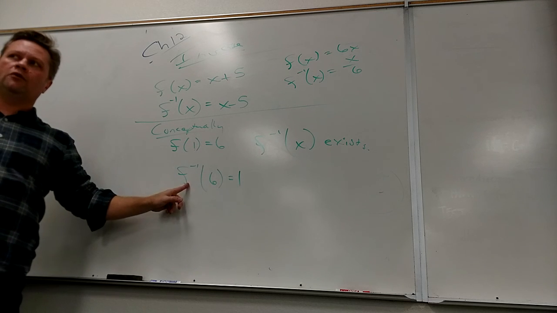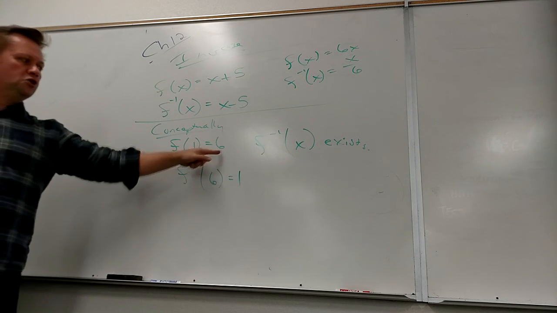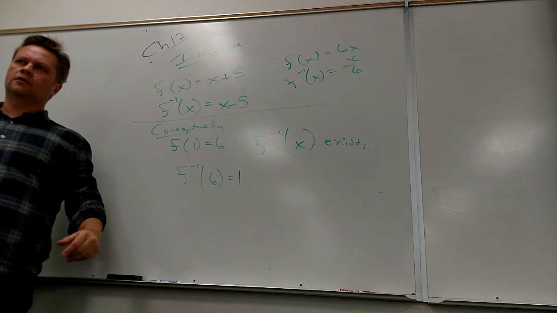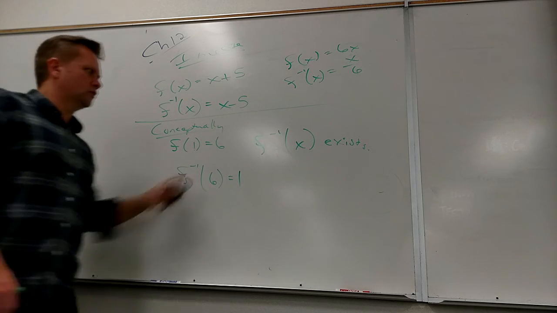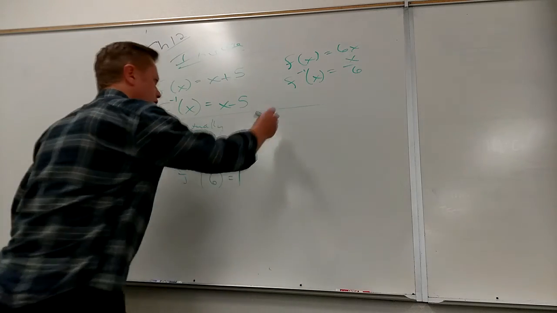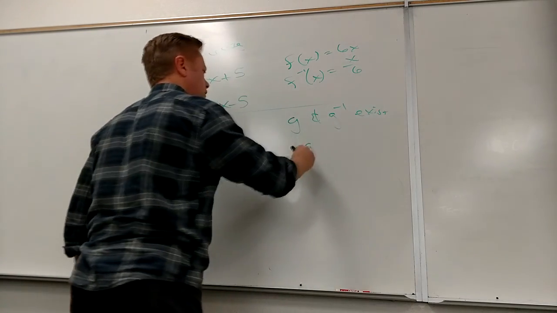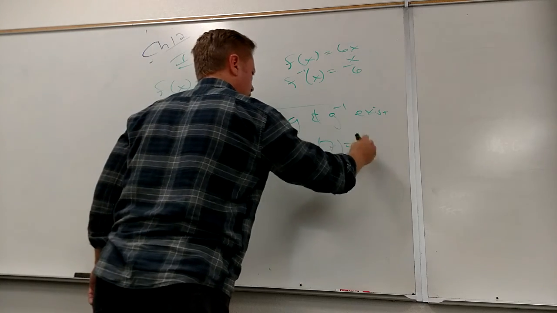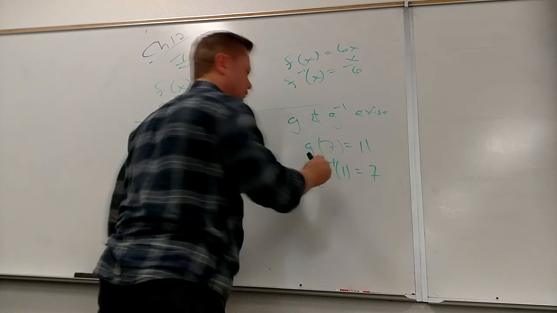Whatever f does to something, f inverse is going to undo it. I don't even have to know what f inverse and f are. If f inverse exists, it will undo what was done. Let me let that sink in. So if I had g and g inverse, they both exist. If g of 7 is 11, what is g inverse of 11? 7. Of course it is.